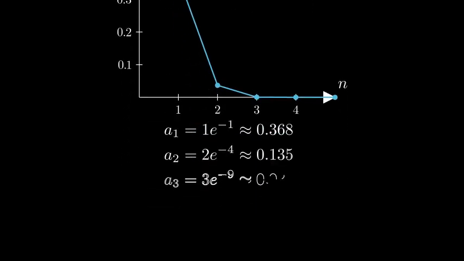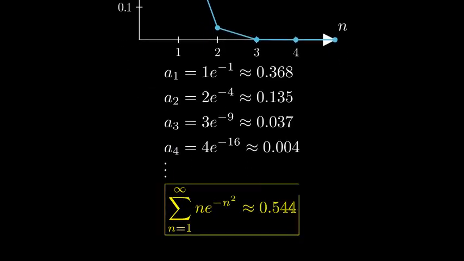The first few terms are: term 1 is about 0.37, term 2 is about 0.14, term 3 is about 0.03, and the terms quickly approach 0. Using numerical methods, we can approximate that the sum of this infinite series is approximately 0.544.